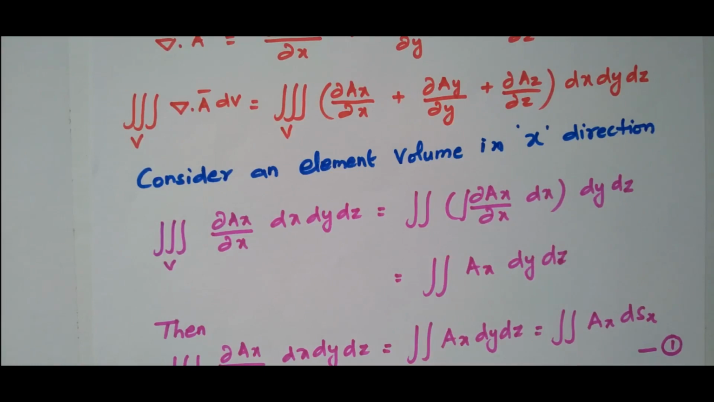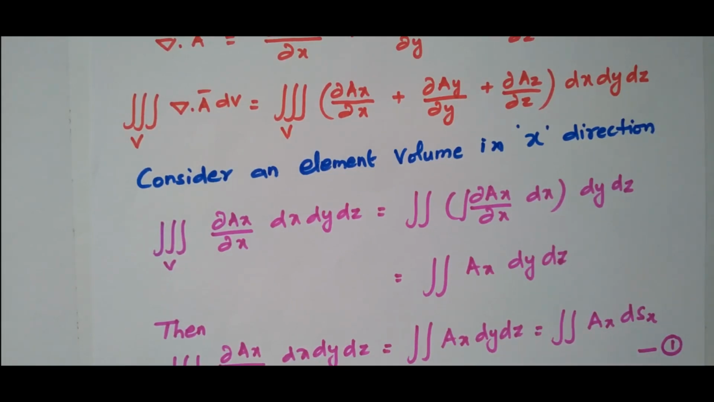So then what will happen? Dou Ax by dou x dx dy dz is nothing but a double integral. Now this triple integral is reduced to the double integral Ax dy dz. So that can be written as Ax dSx. What is Sx? It means y into z. The x represents the y coordinate and z coordinate, right? So this entire x direction can be represented as Ax into dSx, right?